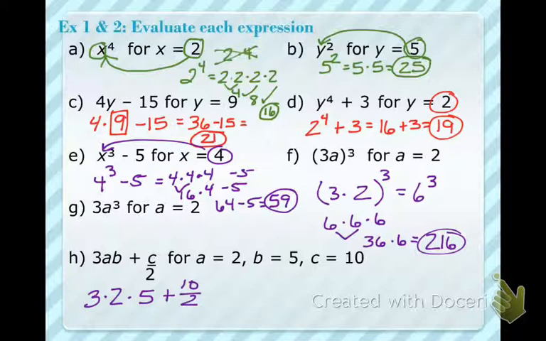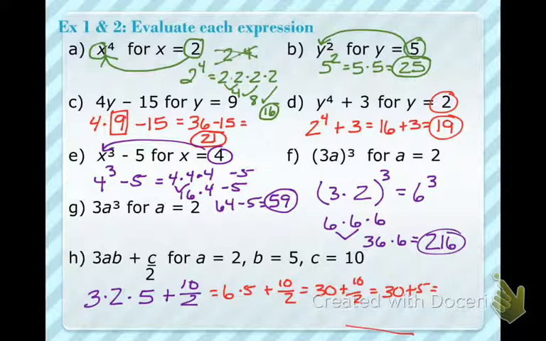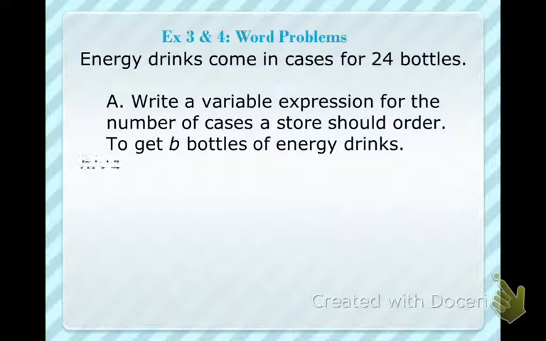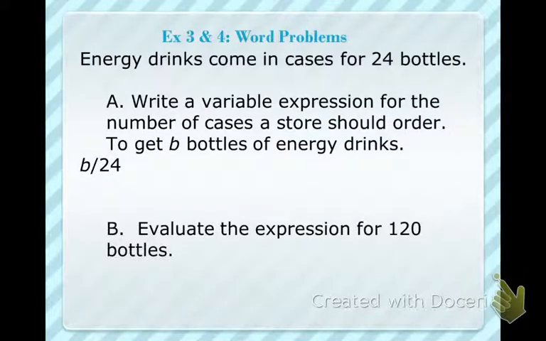Now remember, you're doing order of operations, so you start from left to right. So you go 3 times 2, and that is 6, times 5, plus 10 over 2. 6 times 5 is 30, plus 10 over 2. And that equals 5, so 30 plus 5 equals 35. All right, next page. Oops, I gave you the answer, but life goes on.